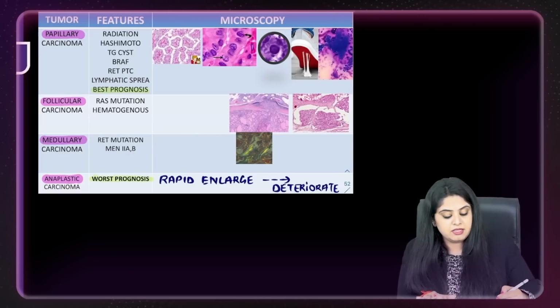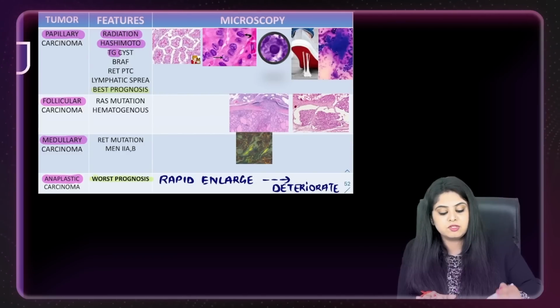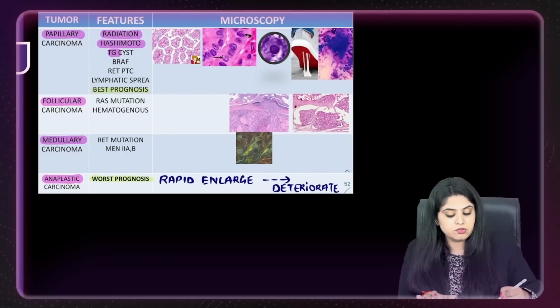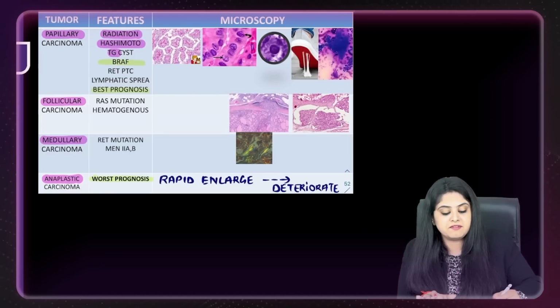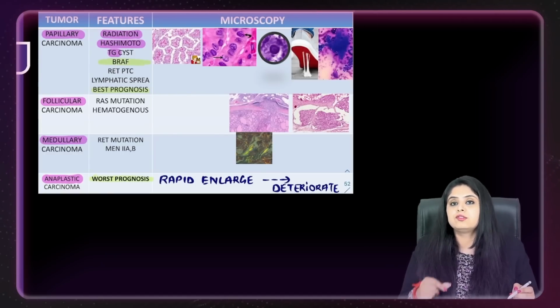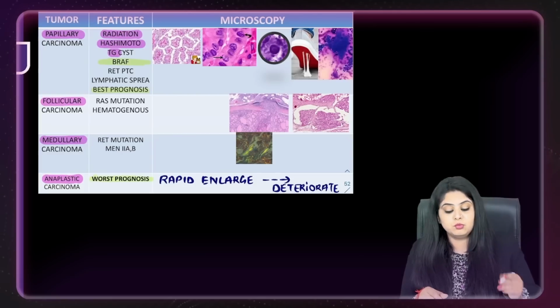What is it about papillary? So remember, papillary is associated with radiation, with Hashimoto's, with thyroglossal cyst. What is the most common mutation? The most common is BRAF. Other than that, RET/PTC is also seen, and others are also seen, but BRAF is most common.